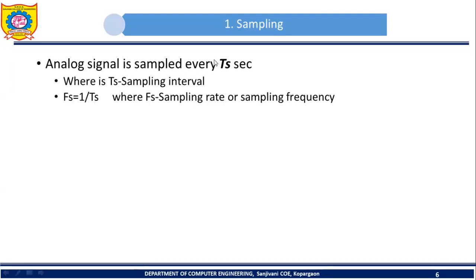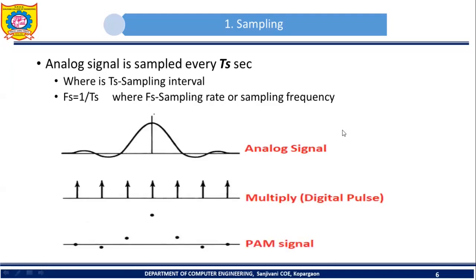So in case of sampling, the value of a given analog signal is measured at certain intervals in time, and each measurement can be considered as one sample. So let's try to understand the sampling process with the help of this diagram. In this figure, you can see one analog signal and one digital pulse. When this analog signal and this digital pulse are multiplied, then we will get samples.